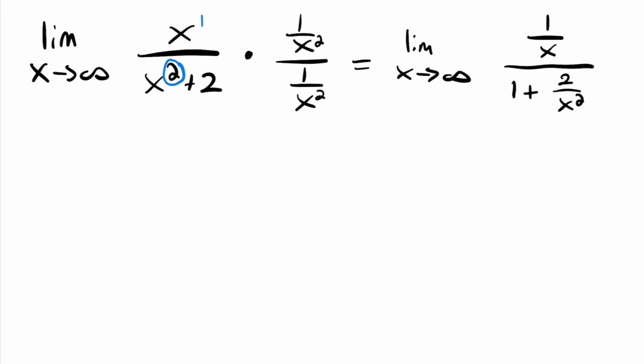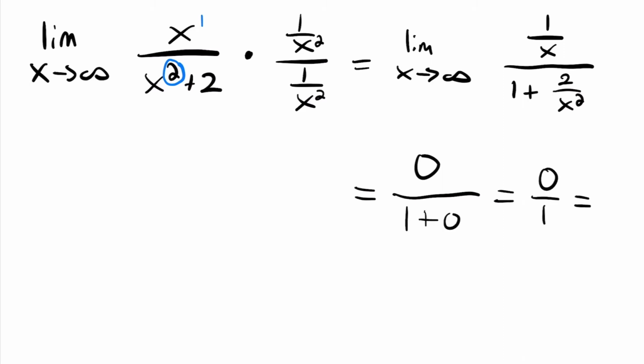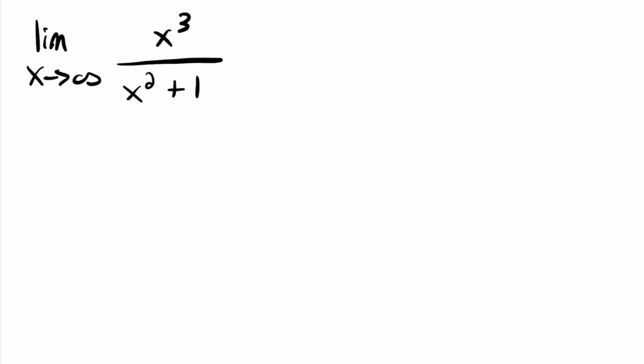So then finally, we can use our special limit to see that this is going to be equal to 0 on the top divided by 1 plus the limit of this, which is 0. So we have 1 plus 0, and this is going to be equal to 0 divided by 1, which is equal to 0. So then how about the limit as x approaches infinity of x cubed divided by x squared plus 1?